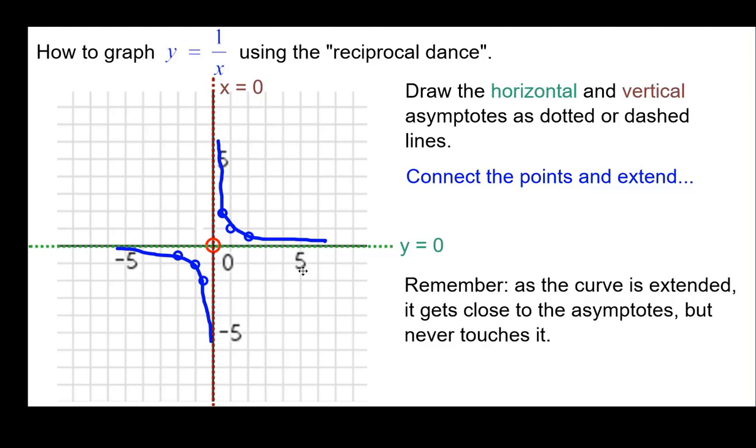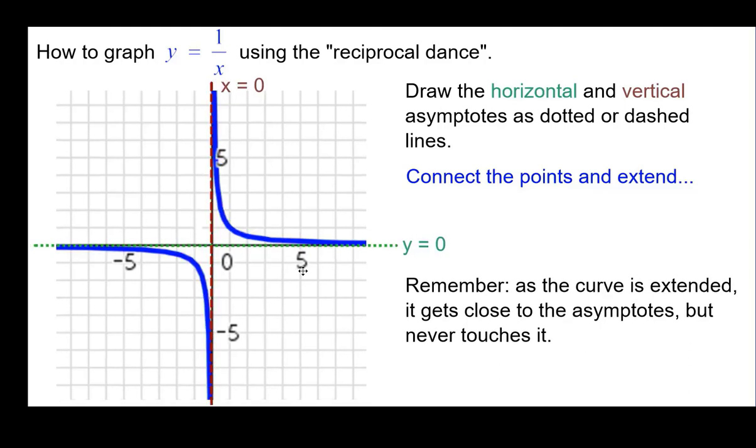But remember, as the curve is extended, it gets really close to the asymptotes, but never actually touches them. It's important to realize that. So the curve looks like this, and this is what we would hope your graph looks like when you graph this.